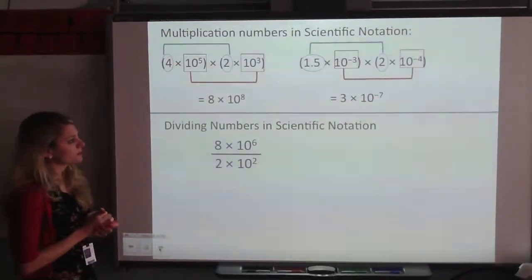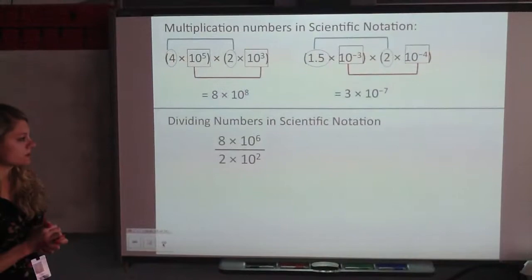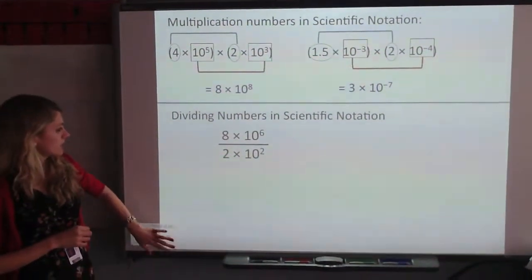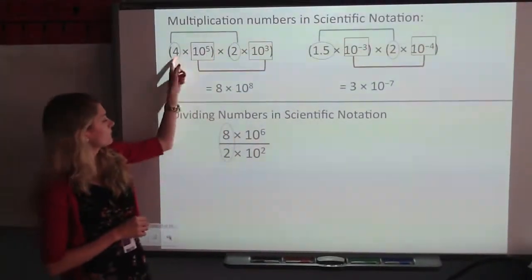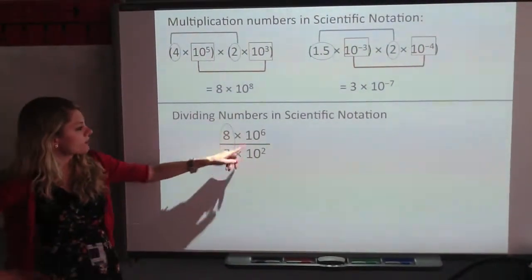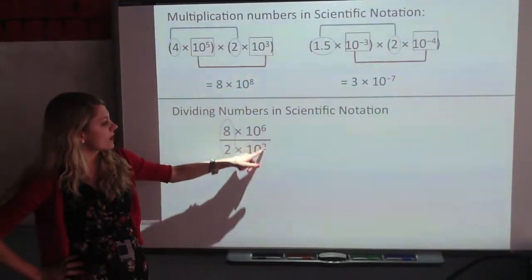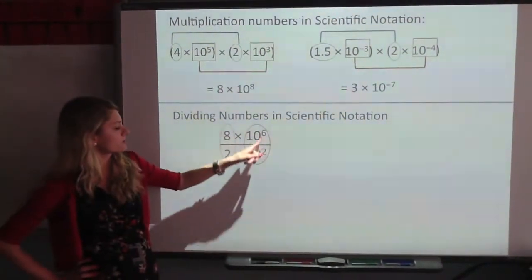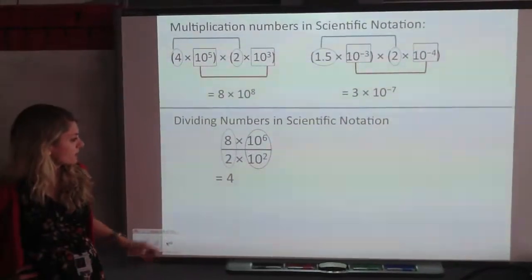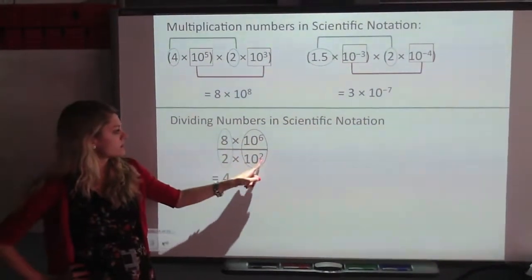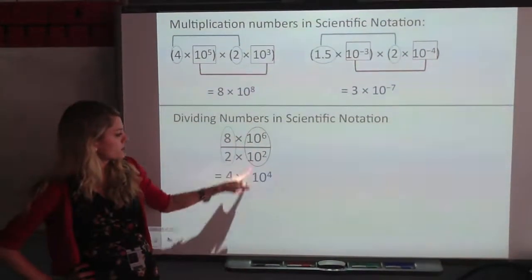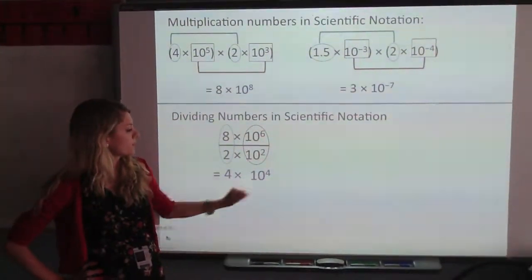So next example, dividing numbers in scientific notation. So again, I'm going to want to divide 8 and 2, just like up here we multiplied them. We're going to divide these numbers, and then we're going to, again, subtract our exponents. When we divide numbers with exponents, we want to subtract those exponents. So 8 divided by 2 is 4, and then 6 minus 2 is also 4. So I'm going to bring down my base number of 10, and then write my new exponent.